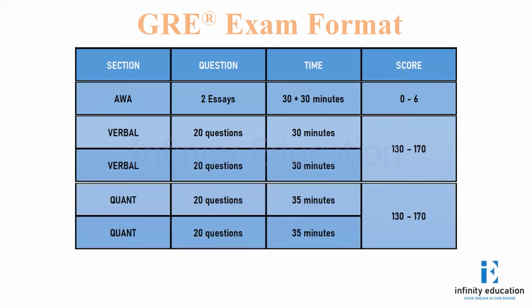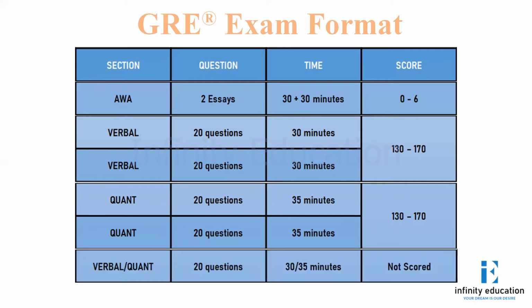Now, coming to the quant part, there should be 2 sections for quant as well. The number of questions remains the same, 20. But in the case of quant, we get 35 minutes to solve each section, so there is a difference in the timing. Alongside this, there would always be one additional section that can be either verbal or quant, because it is completely random. There is nothing fixed there.